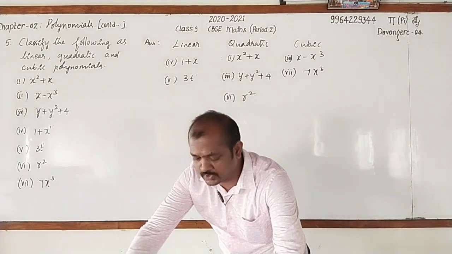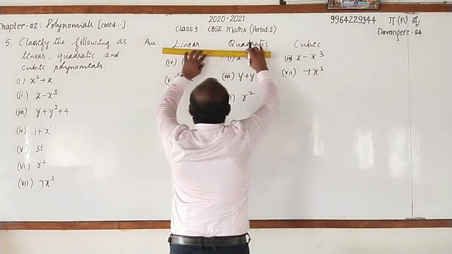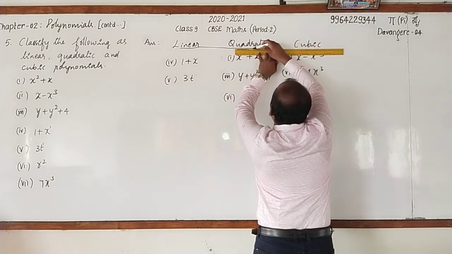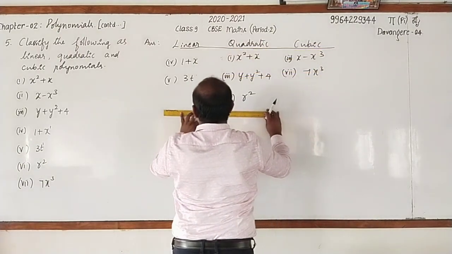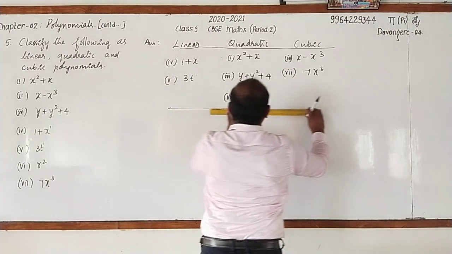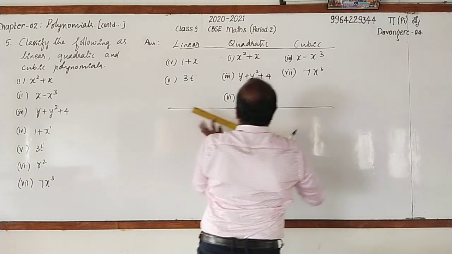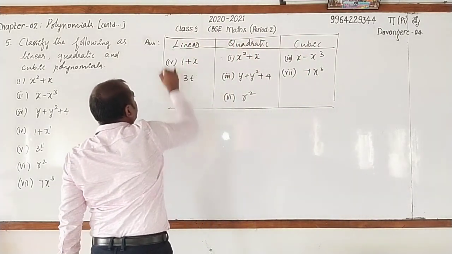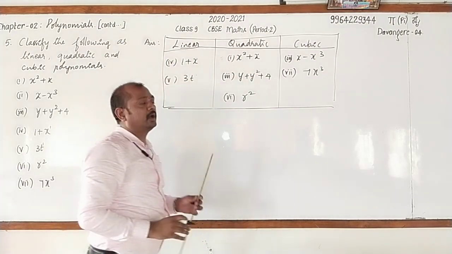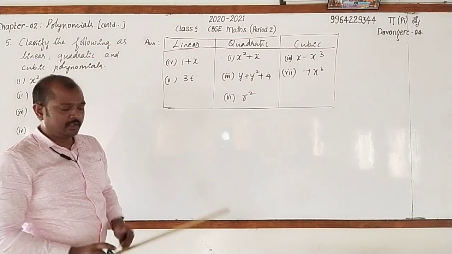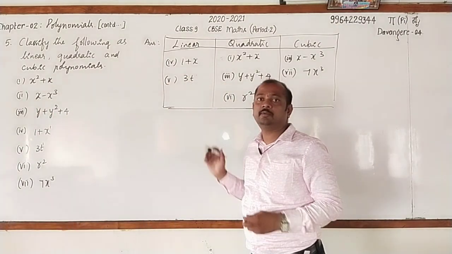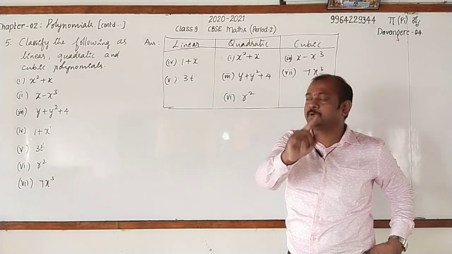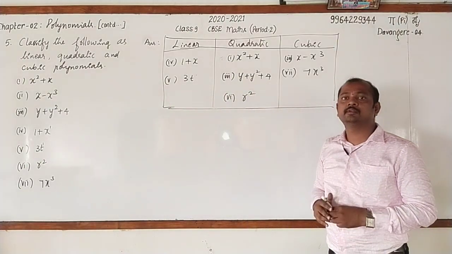Got it? Dear students, so you have to make a table of this. And you have to use scale and pencil and prepare a table like this. In that there must be 3 columns. One for linear, one for quadratic, another for cubic. Now you have to copy from there to here. Next we are moving to a very interesting concept. And before that, just pause the video and copy from there to here quickly.